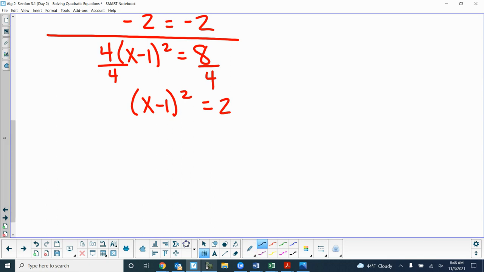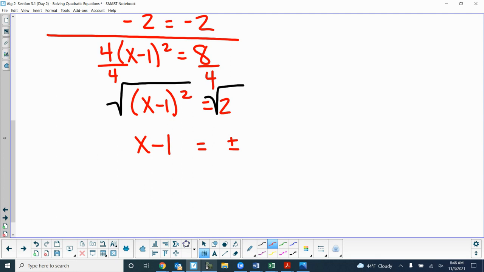So when I square root a square, what do they do to each other? They cancel. So all that's left is the x minus 1. Or think of it like this. The square root of something squared is itself. Okay? So I have an x minus 1 on the left. Now, when I do this step on the other side, I have to put a plus or minus symbol in front of my answer. All right?